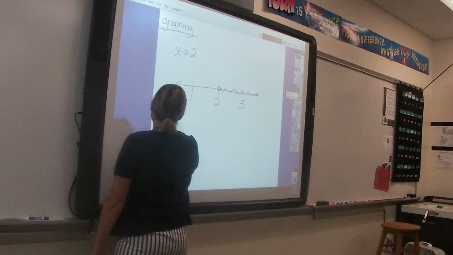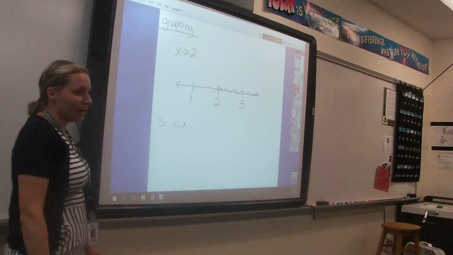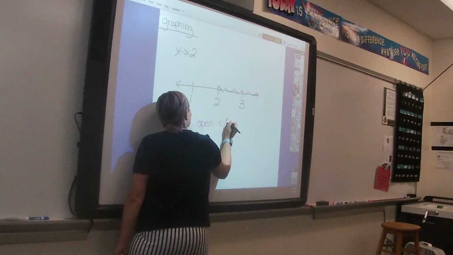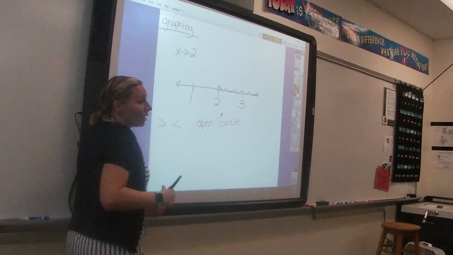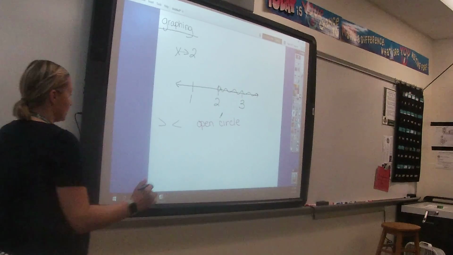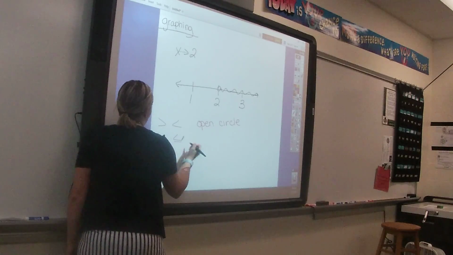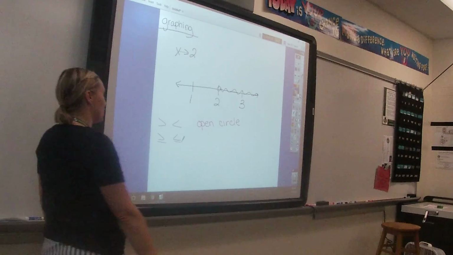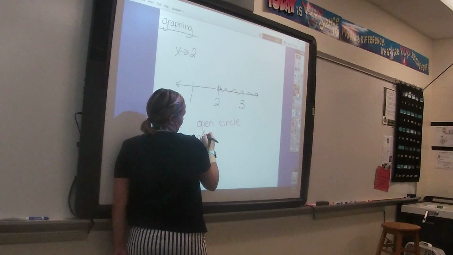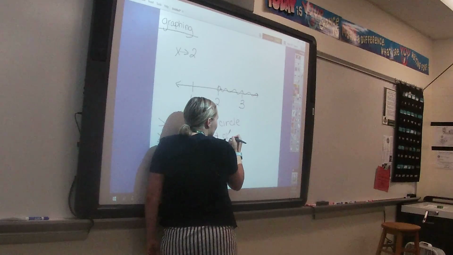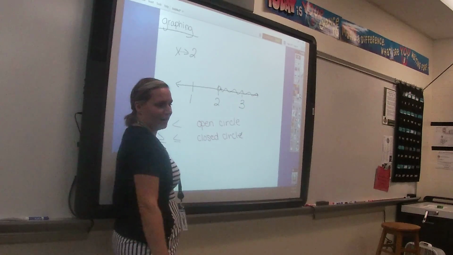If it's greater than or less than, you are going to use an open circle. But I want you to understand why. We are using an open circle because the number is not included. If it is greater than or equal to, or less than or equal to, we are going to use a closed circle, a filled in circle, a solid circle, whatever word you like.